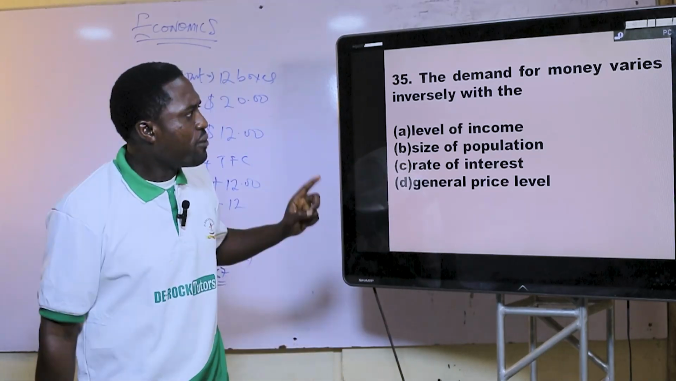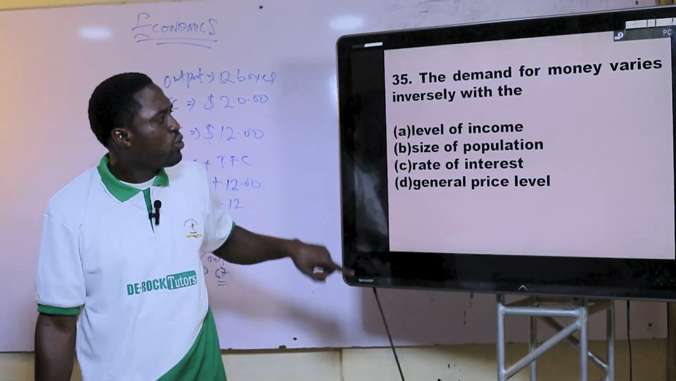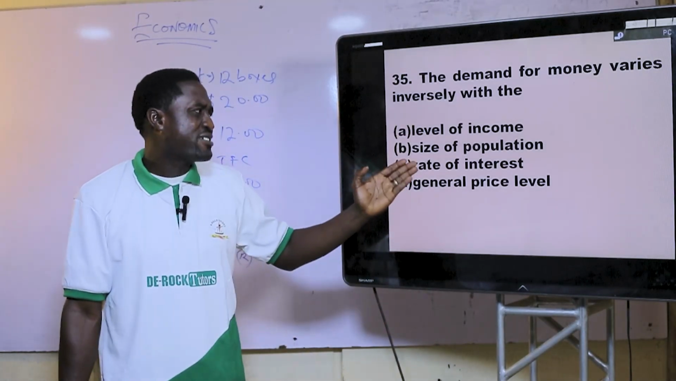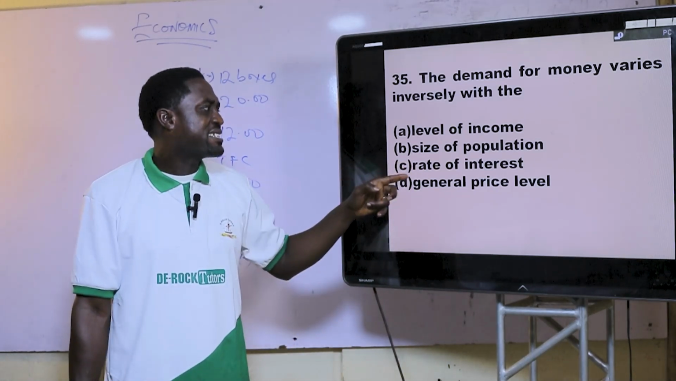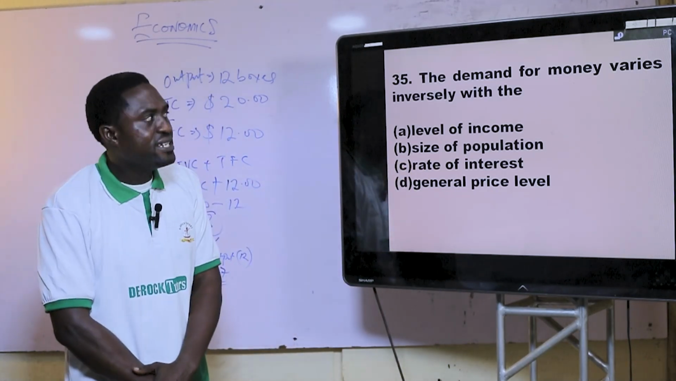Hope it's clear. So from this question, the demand for money varies inversely with the what? The rate of interest. It can't be size of population. It cannot be level of income. It cannot be general price level. The perfect answer is the rate of interest. The next question.